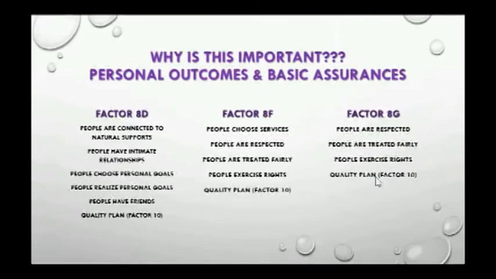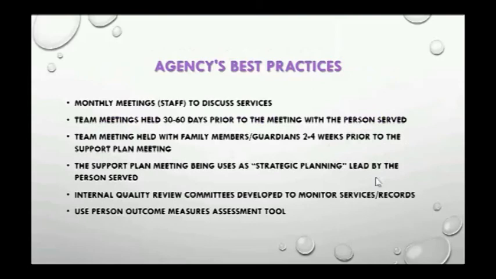If we look at Factor 8, Indicator F, which focuses on monitoring the effectiveness of each person's person-centered plan, we'll discover whether or not people are choosing services, whether or not people are respected, whether or not people are being treated fairly, whether or not people are exercising their rights. And it ties right into your quality plan, your Factor 10. And when we look at Factor 8G, which focuses on organizations providing positive behavior supports to people, we'll find out if people are being respected, if people are treated fairly, again, if people are exercising their rights. And again, it ties right into your quality plan, your Factor 10.